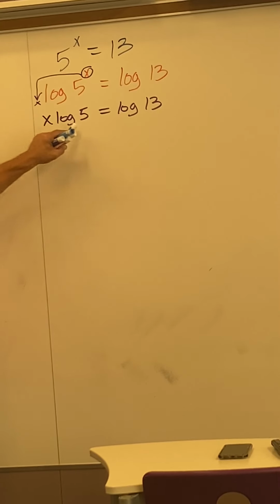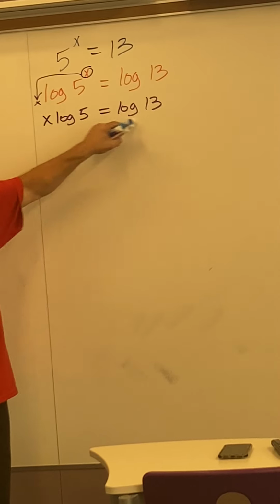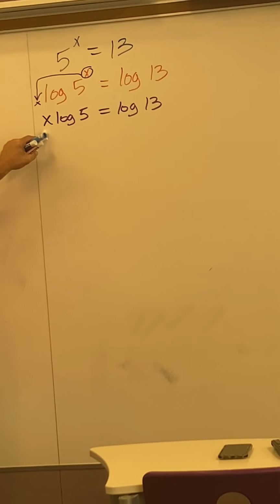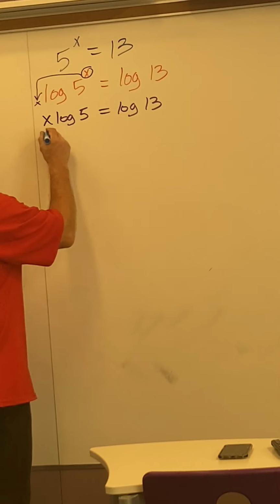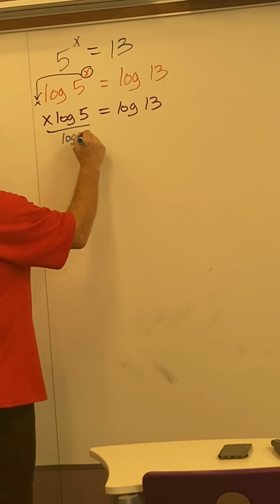So if you have x times a number equals another number, and I want to get x by itself, to get rid of times a number, you just divide by the number. So you just divide by log 5.